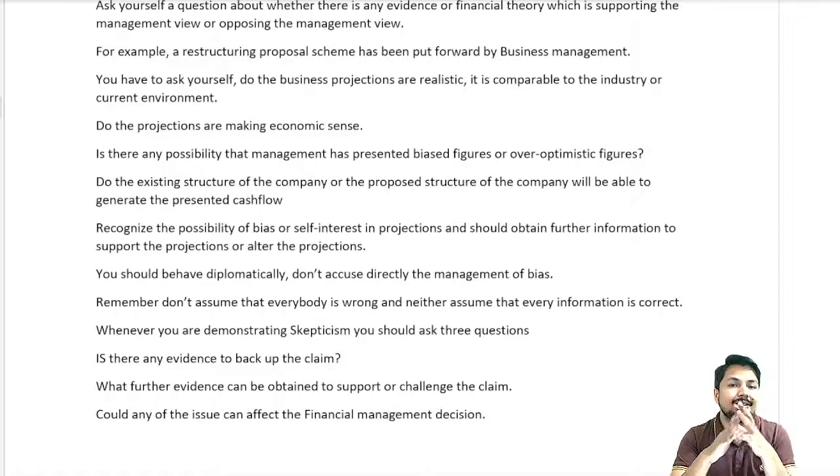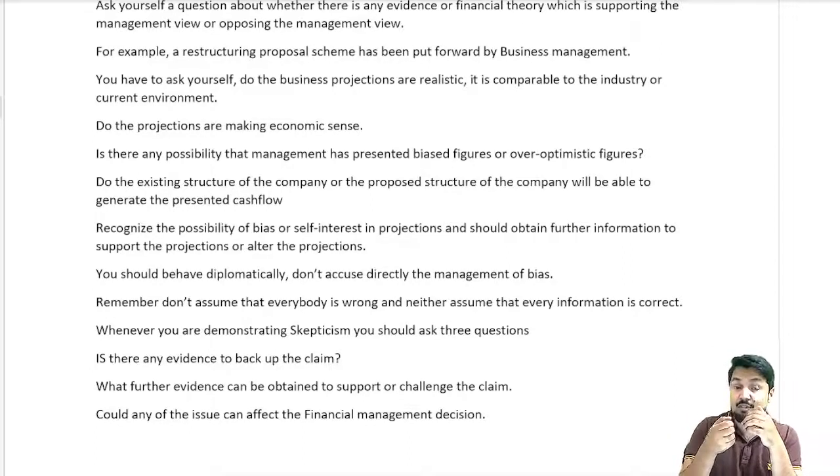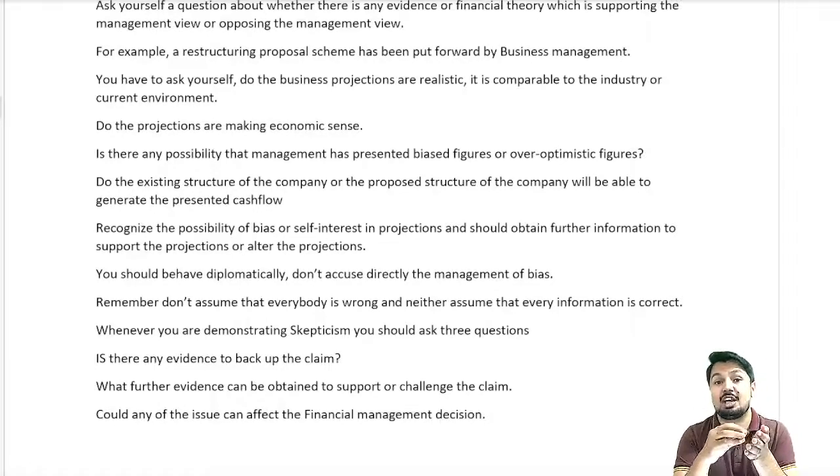You shouldn't accuse the management directly. You should behave diplomatically. You should first take the evidence. If evidence is not provided, then you should report, and you should write in the report that these calculations are not well supported by evidence, and these are biased figures. So remember, this is the third professional skill.